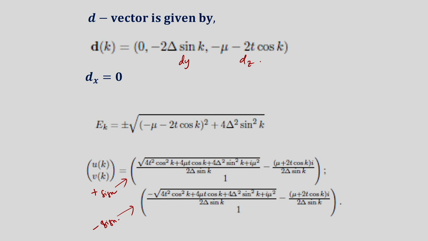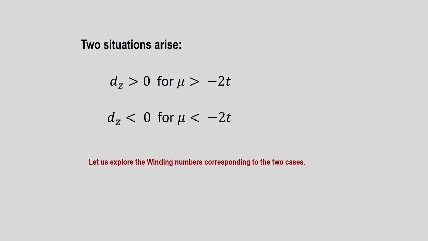So we'll vary k over the Brillouin zone and try to draw a closed curve that winds the origin. If it does, as a function of changing mu, t and delta, then we call it a topological phase, and if it doesn't, we'll call it a trivial phase, just like what we have done. So we know the definition of the winding number, and that is what has to be computed here.